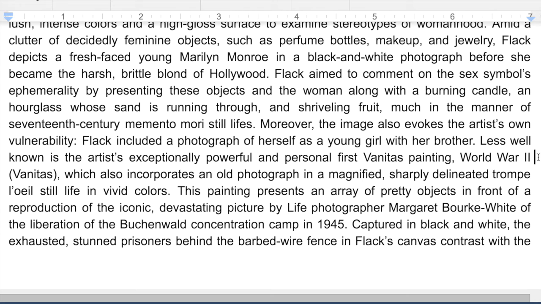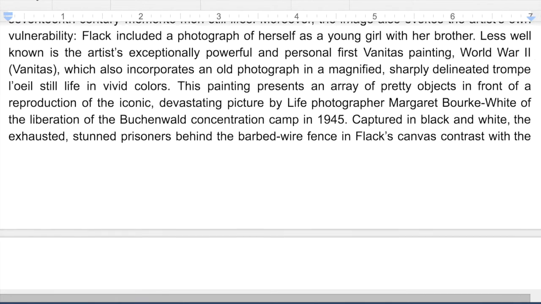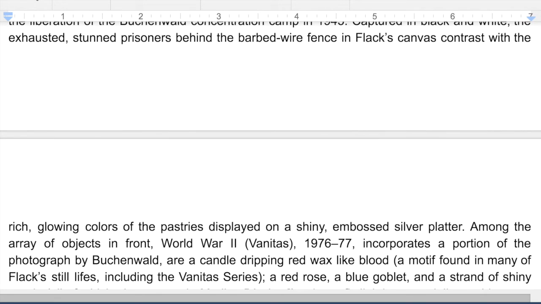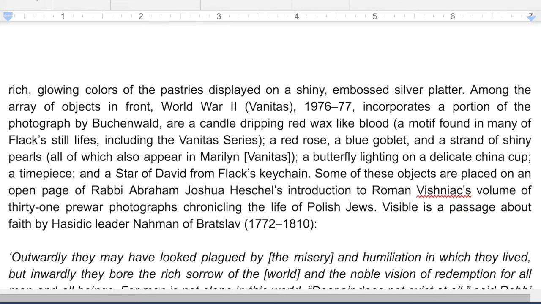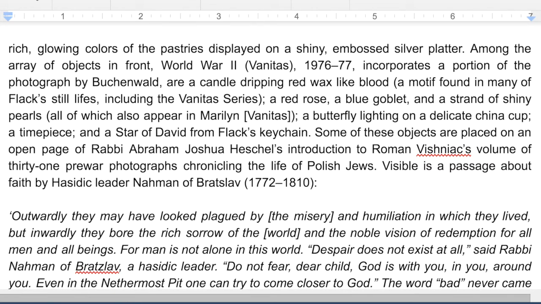Less well known is the artist's exceptionally powerful and personal first Vanitas painting, which is World War II. If we look at that artwork, the painting represents an array of pretty objects in front of a reproduction of the iconic, devastating picture by Life photographer Margaret Bourke-White of the liberation of the Buchenwald concentration camp in 1945. It's been captured in black and white, and the exhausted, stunned prisoners behind the barbed wire fence in Flack's canvas contrast with these gorgeous, rich, glowing colours of the pastries that are displayed on a shiny embossed silver platter.